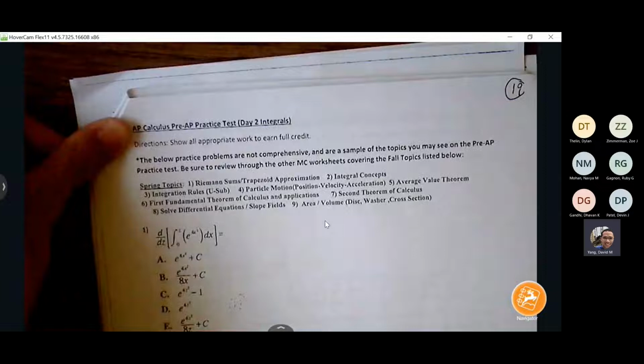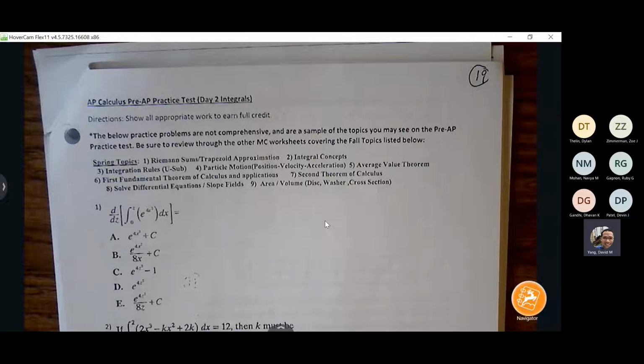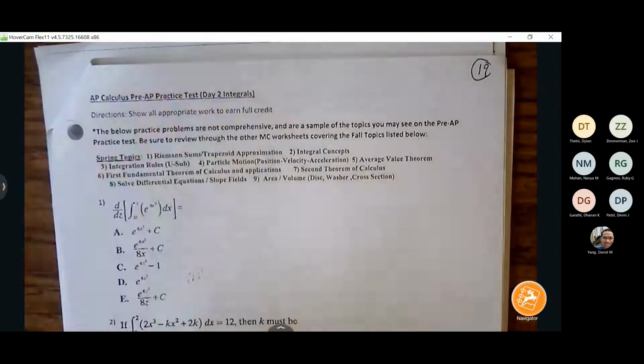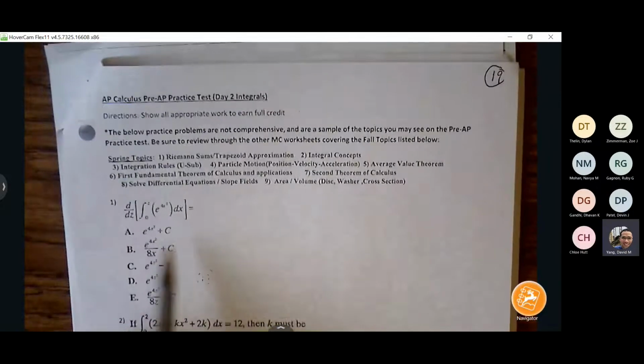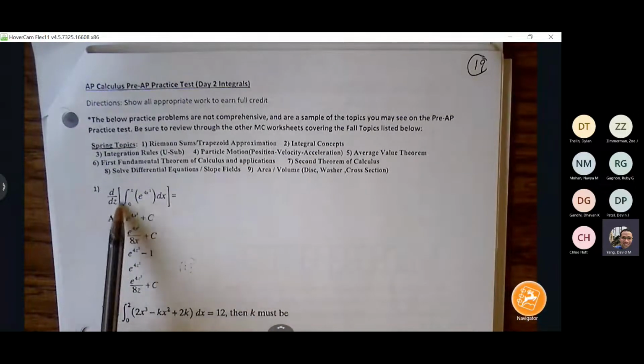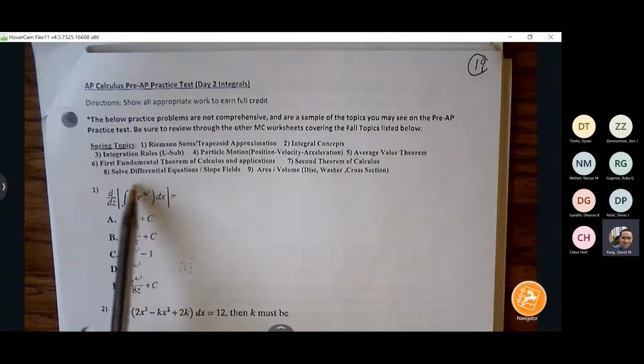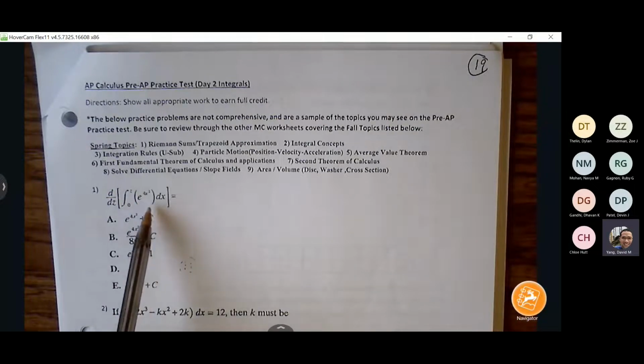Let's get started. This is day 2 for a multiple choice test. And we're looking at page 19. All right, so starting off with number 1, we're asked to find the derivative of an integral of e to the 4x squared. So this is an example of applying second theorem.